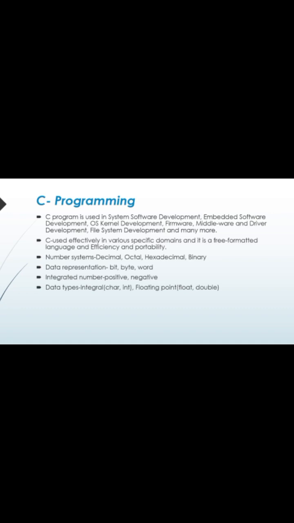Data representation is in the form of bit, byte, and word. Integer numbers are positive and negative. Data types are integer, character, floating, and double.